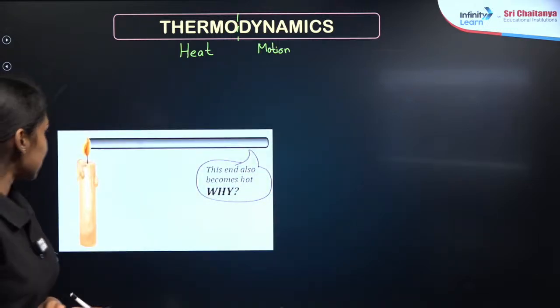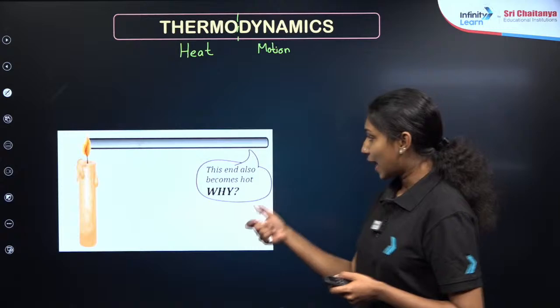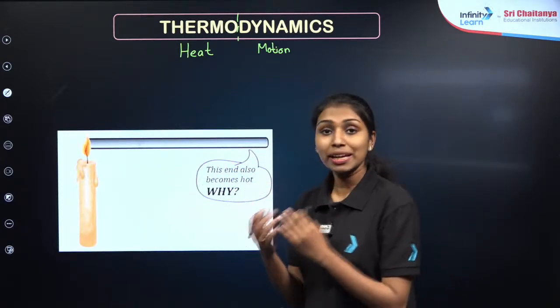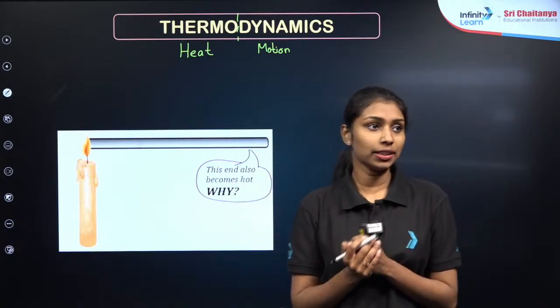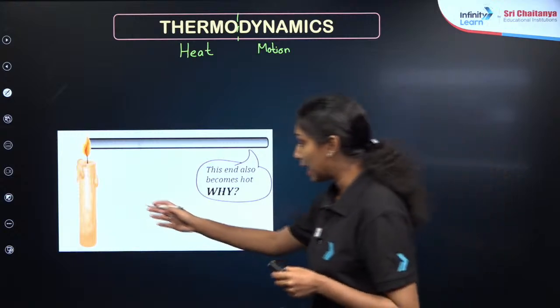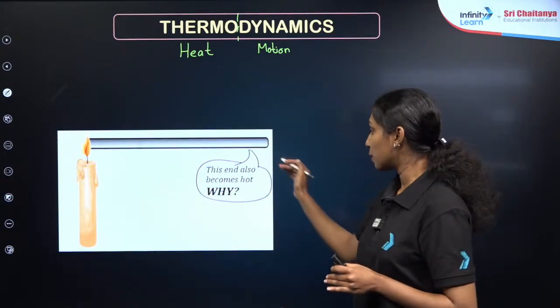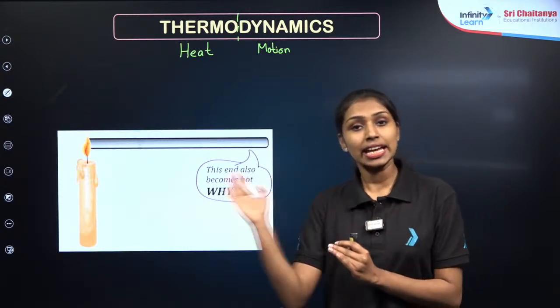Here you can see some pictures. In this one, I am lighting one end of a metallic rod. After some time I can see that the other end also becomes hot. Why does it happen? Any idea? Because I am lighting from this side only, but after some time heat is going from here, right? That's why this end becomes very hot, which means that heat is moving.